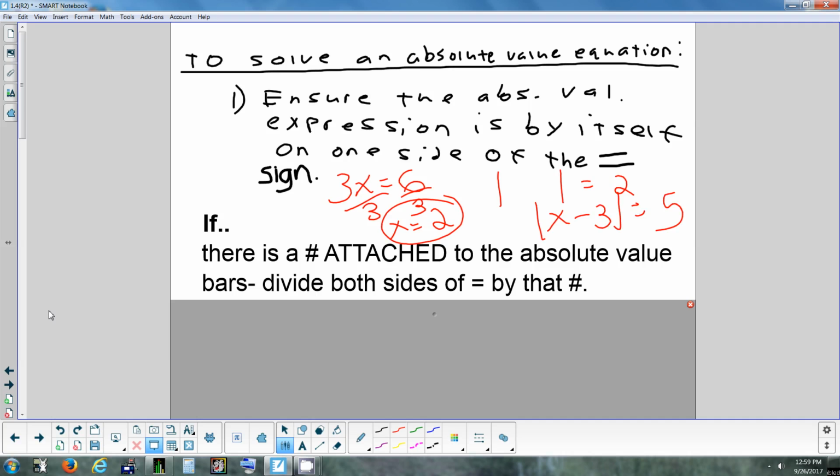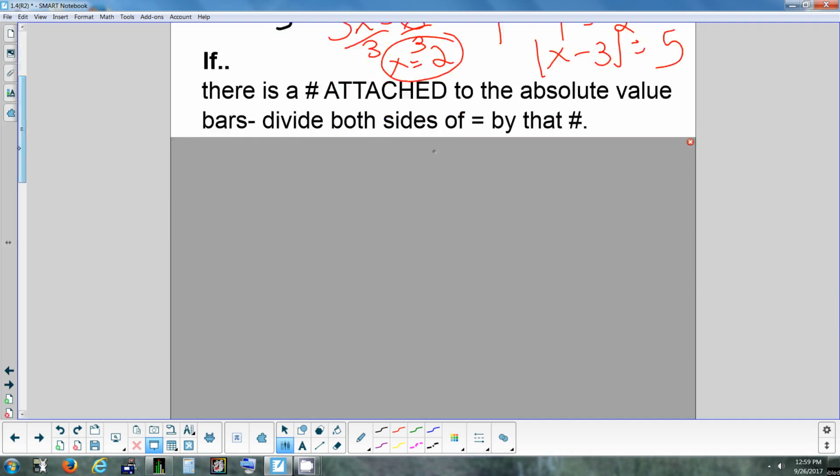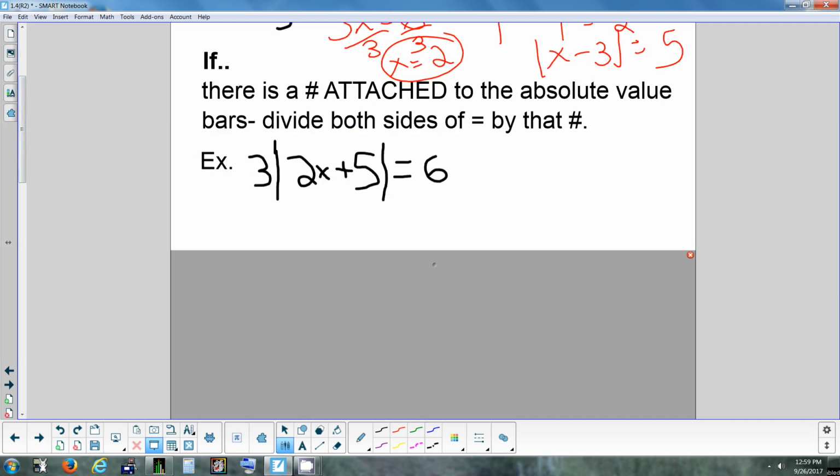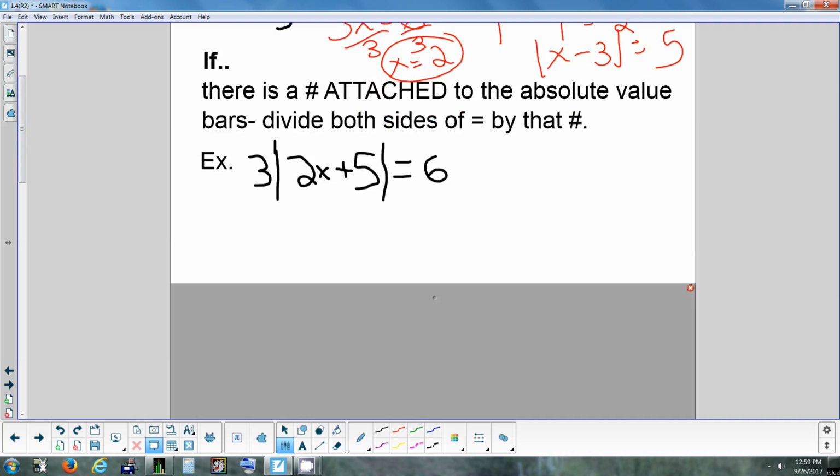So if there's a number outside, we're going to divide both sides of the equal sign by that number. So let's look at this example. We're not going to solve the whole thing. All we're going to do is write down how we get the absolute value by itself to be able to solve it. Someone tell me, what am I going to do here? Based on the notes that we just wrote, if there's a number attached to the absolute value bars, divide both sides of the equal sign by that number.